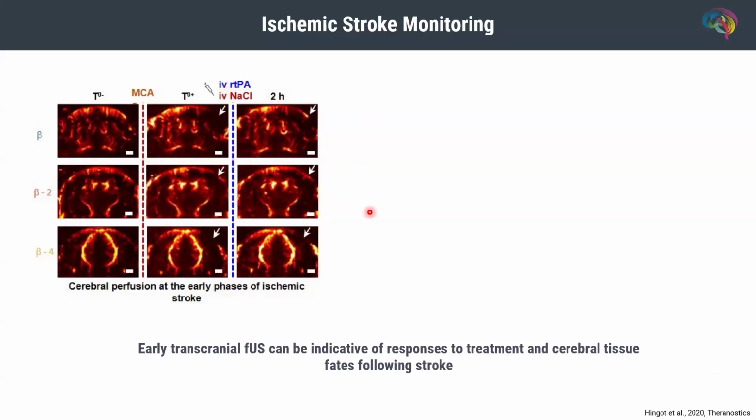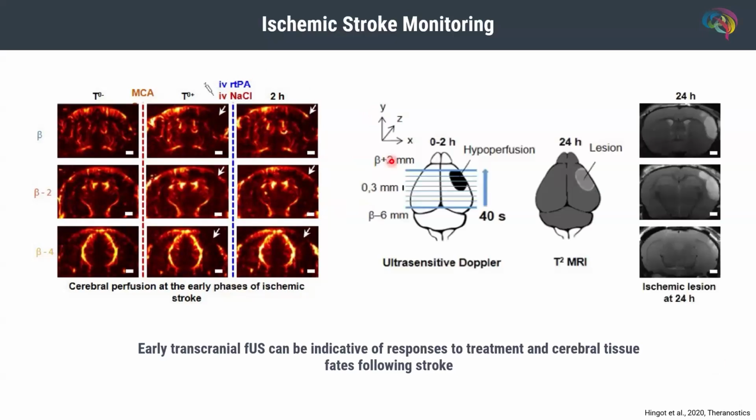Notably, this study demonstrated that functional ultrasound can detect hypoperfused brain regions as early as 2 hours post-stroke, and the final lesion volume observed 2 hours after the stroke with functional ultrasound was closely correlated with the lesion volume observed with MRI 24 hours later. So these examples suggest how functional ultrasound could serve as an early predictor of tissue fate, enabling timely therapeutic decisions and also long-term monitoring.